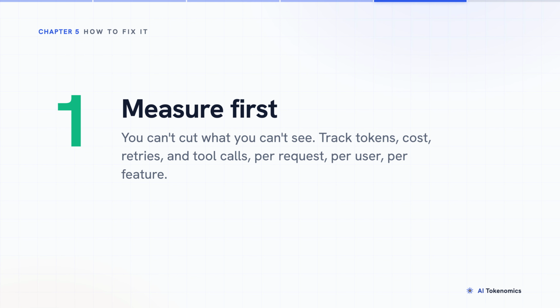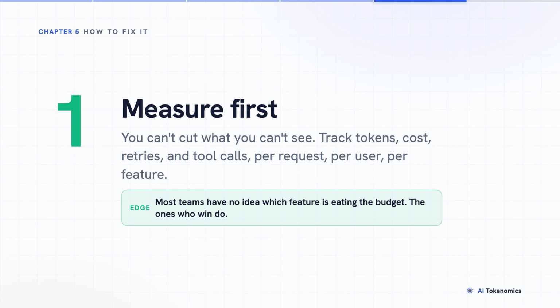5 moves. Move 1. Measure first. You can't cut what you can't see. Track tokens, cost, retries, and tool calls per request, per user, per feature. Most teams have no idea which feature is eating the budget. The ones who win do.